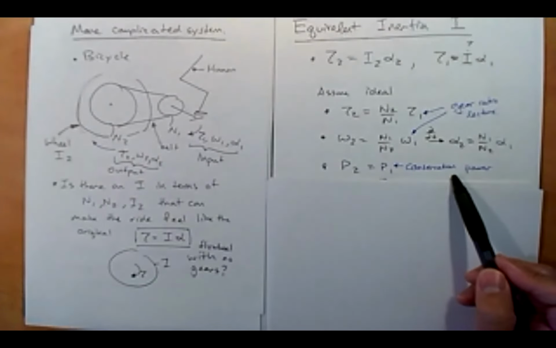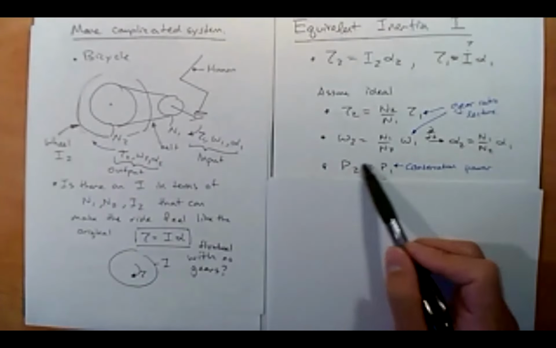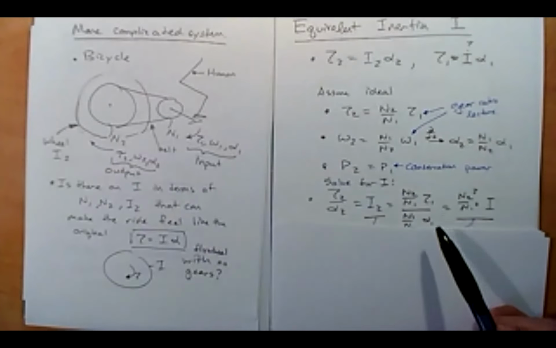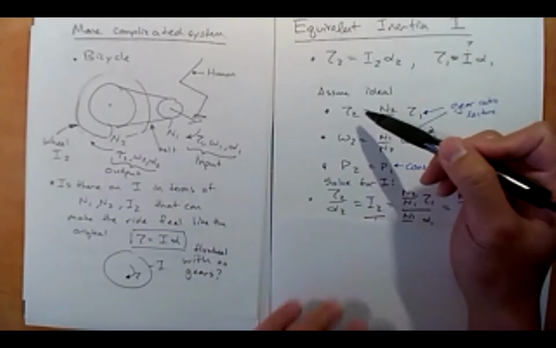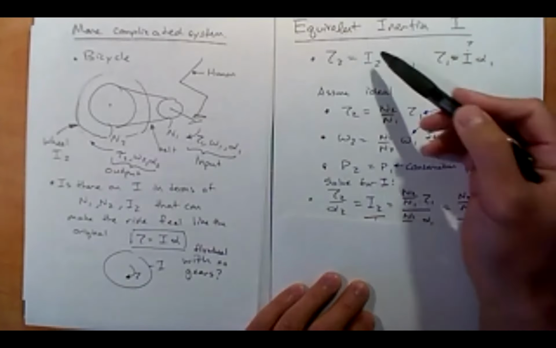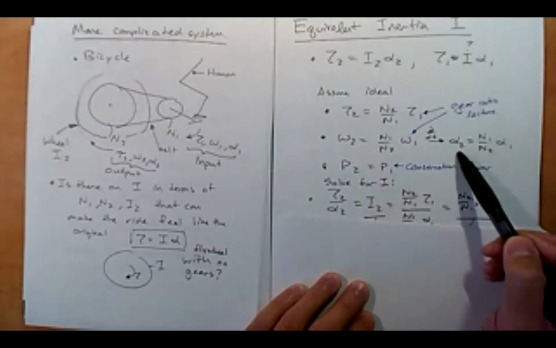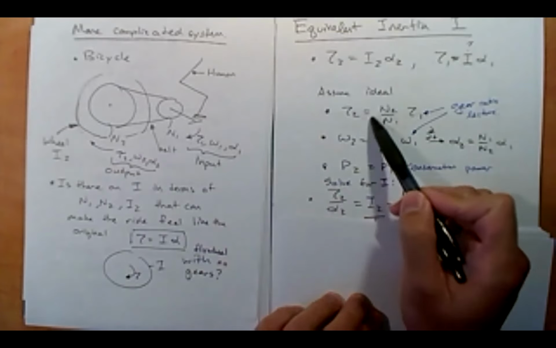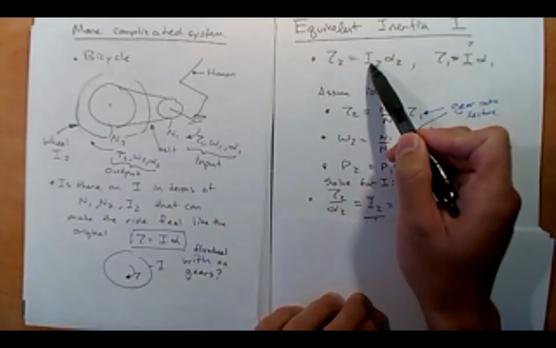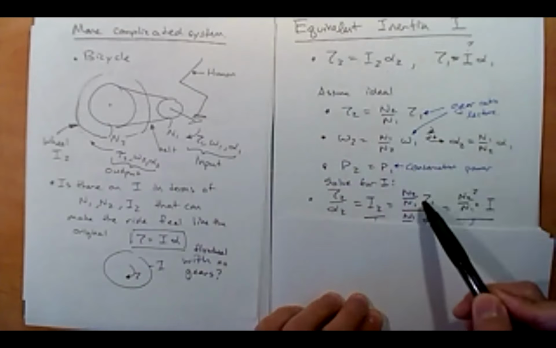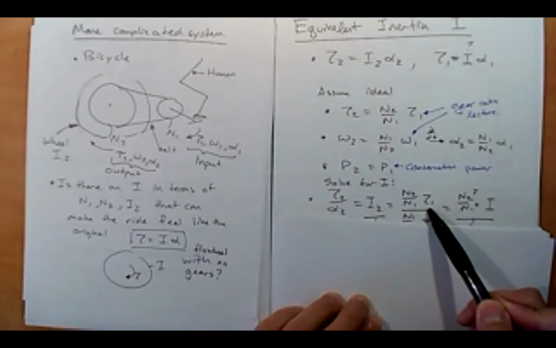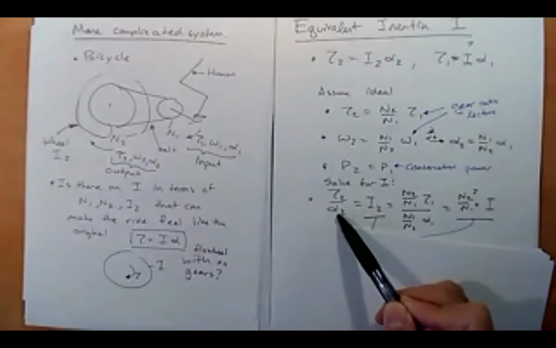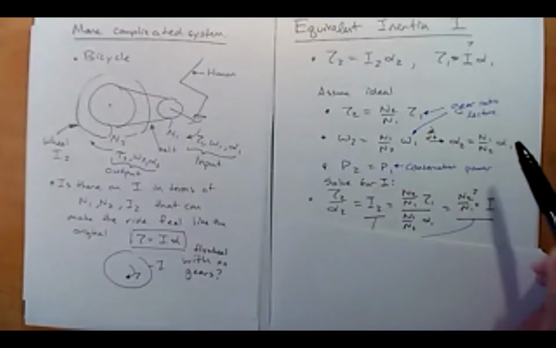Okay, if it's ideal, the power is conserved. And so let's see what we get if we divide torque 2 by alpha 2. Well, torque 2 divided by alpha 2, what do we get? We actually get I2, that's nice. Okay, well, what else is torque 2 over alpha 2? Well, look at this. We have two expressions for torque 2, we have this and we have this. So we can put in N2 over N1 times torque 1, good. And for alpha 2, we have N1 over N2 times alpha 1.